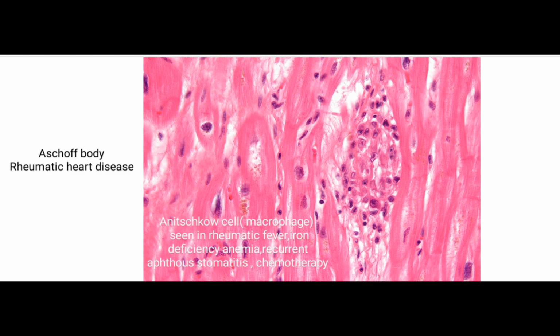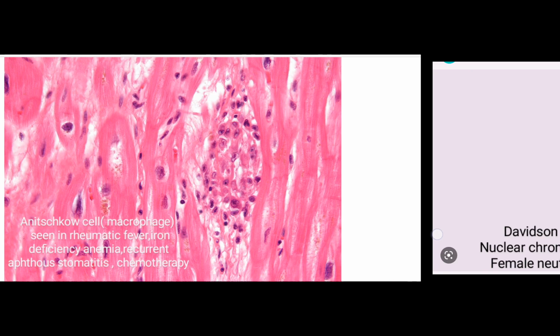Then we have Aschoff body. Aschoff body is seen in rheumatic heart disease. This whole thing is known as Aschoff body, and in between this, the cells found are Anitschkow cells, and an Anitschkow cell is basically a macrophage, and it is seen in rheumatic fever. The other conditions in which it is seen are iron deficiency anemia, recurrent herpetic stomatitis, and chemotherapy.